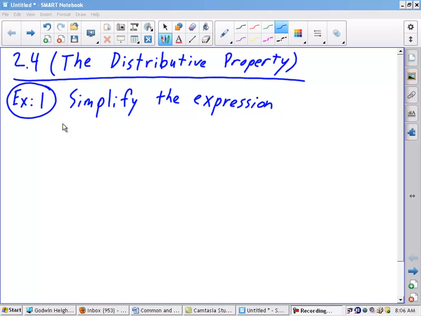Okay, so this is going to be an extremely short video. What I want to do is just go through a couple of examples with you about the distributive property. And we need to, first of all, with example 1, simplify the expression.